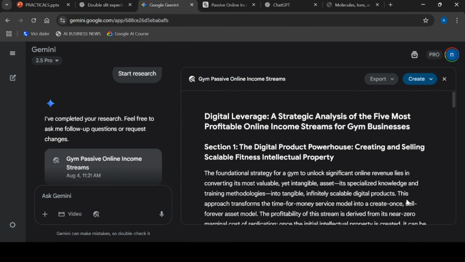All right, let's see. One thing I like about Gemini, it's always detailed. All right, you see, leveraging authority, monetization through strategic affiliate partnerships. Okay, let me start from the top. Section 1: Digital Products Powerhouse, creating and selling scalable fitness intellectual properties.